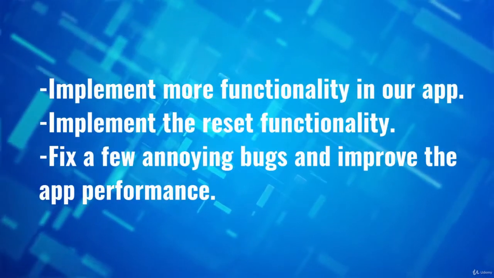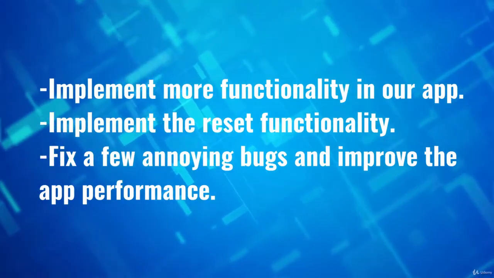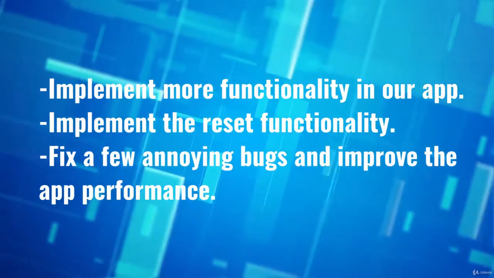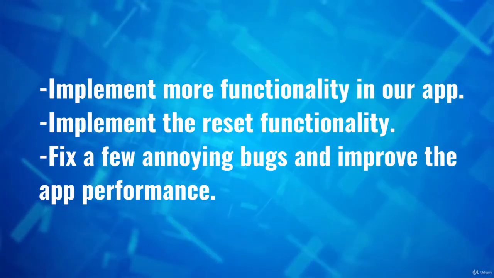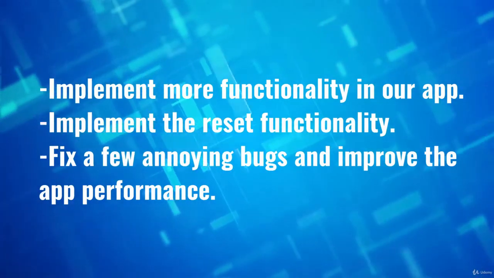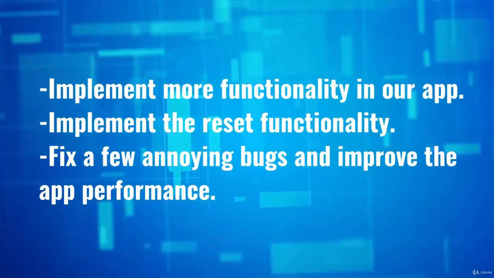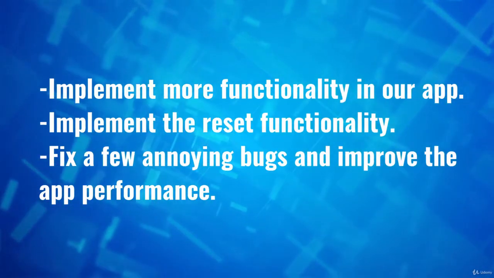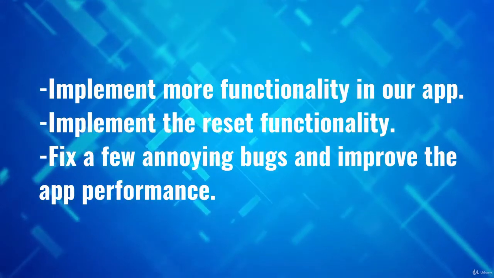Okay, so now we're going to implement some more functionality in our app, and this should be the final step in implementing functionality. So we're going to implement the reset function. We have a function that's going to handle the button press right now, but it's not doing anything. So we're going to have a reset function that will reset everything to 0 and change some label text and stuff. And then we're going to fix a few annoying little bugs just to improve the app performance.